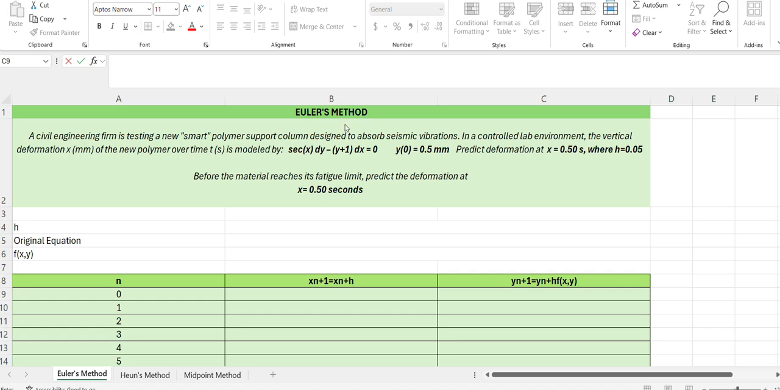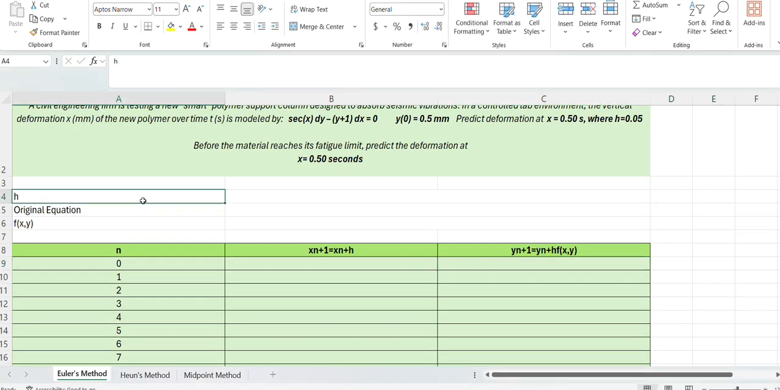So first we must establish the h and put the original equation and establish the value of f of x and y.